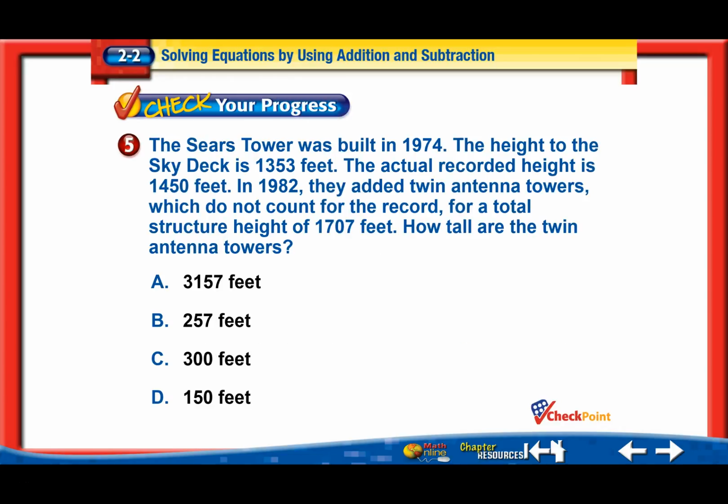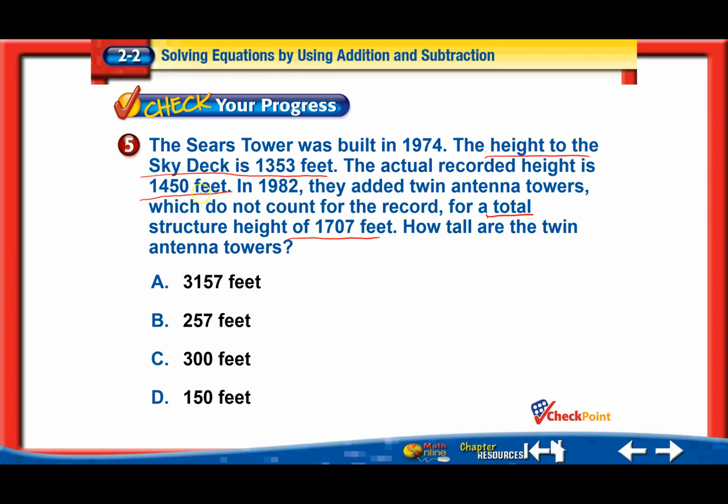All right, last shot, go. All right, the Sears Tower. I was just around that area in Chicago right before school started this year. Hopefully you don't see this in multiple years after this. Anyways, moving on. So the height to the sky deck is 1,353 feet. The actual recorded height is 450 feet. In 1982, they added twin antenna towers, which did not count for the record, for a total height of 1,770 feet. How tall are the twin antenna towers?